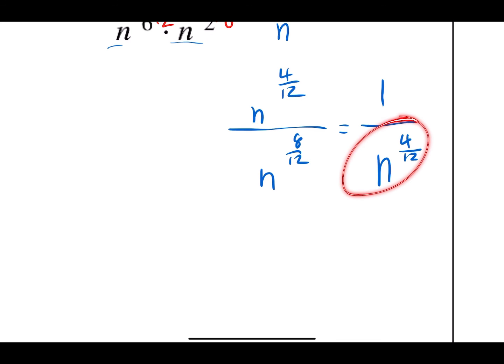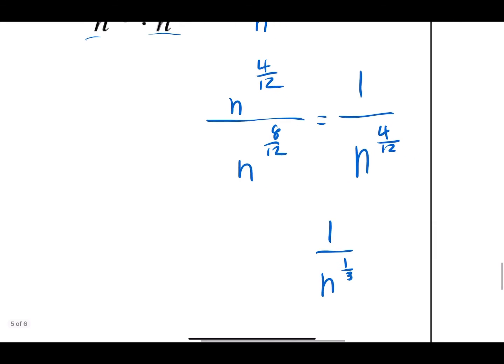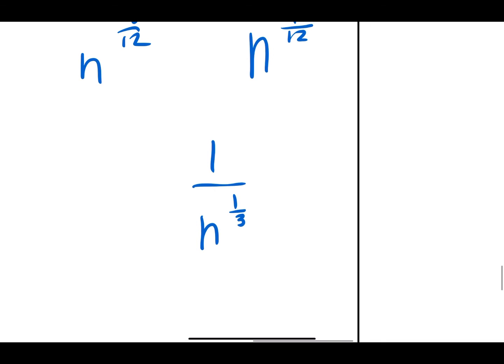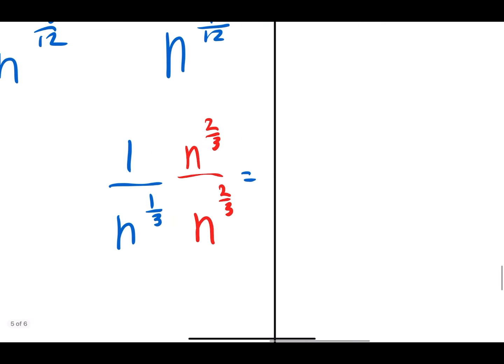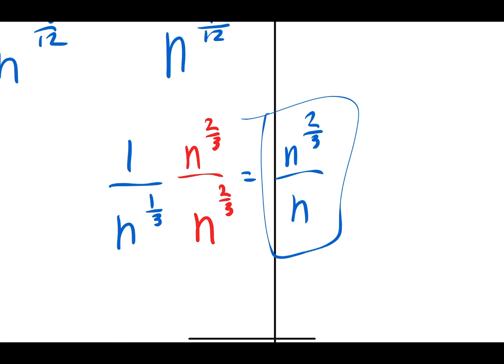Can't leave it like this. So we fix it. 4/12 reduces to 1/3. What is the fraction added to 1/3 that completes it? 1/3 plus 2/3 will make 3/3. And we're left with n to the 2/3 over n as our final answer.